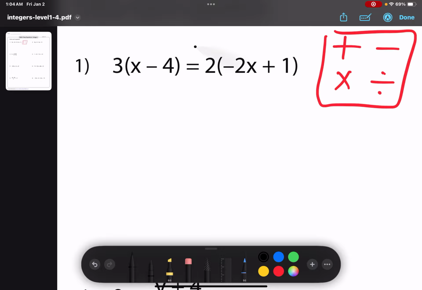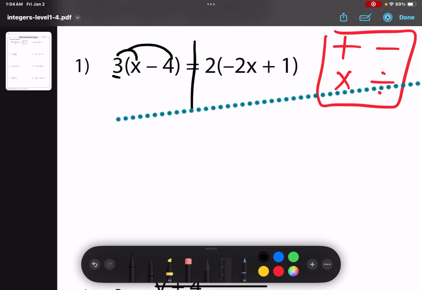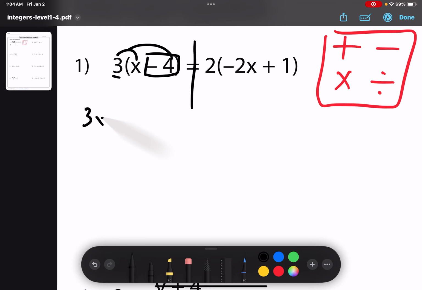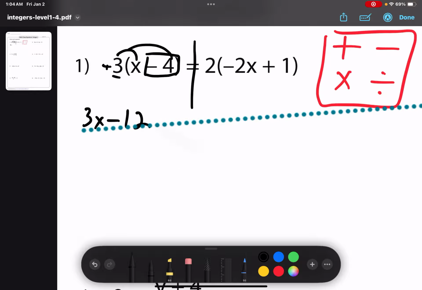As well, what I always tell the students, put a line down the middle. That way you know what is what. Here, do not get scared about this. This is called distributive. So you distribute here, but keep this part together. So 3 times x is going to be 3x. 3 times a negative 4. Remember, you have a positive here, and you have a negative. When you multiply a positive and a negative, you're going to get a negative. So negative 12.